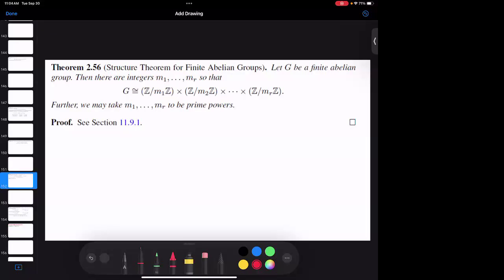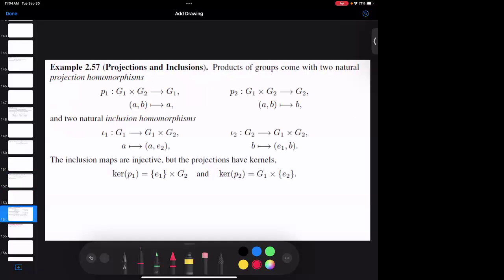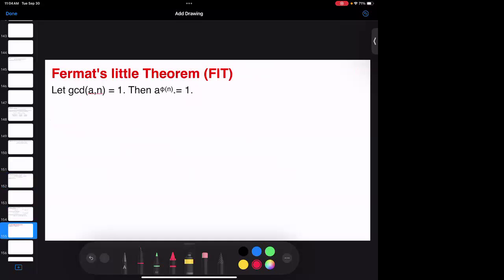So one of my professors at Yale was one of the people who put the final finishes on this 1,000+ page, multi-year project of what do you do if it's finite but not abelian. And we do have the complete classification. It's involved. I'm not going to go through the projects and inclusions. I want to end with Fermat's little theorem.